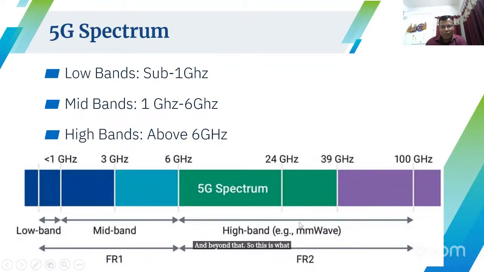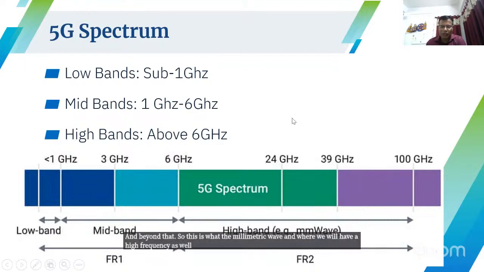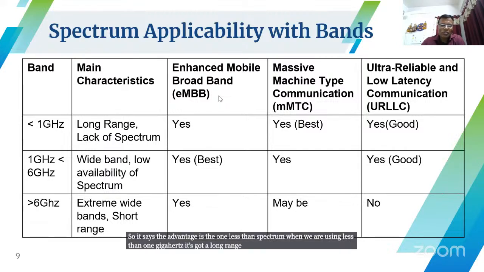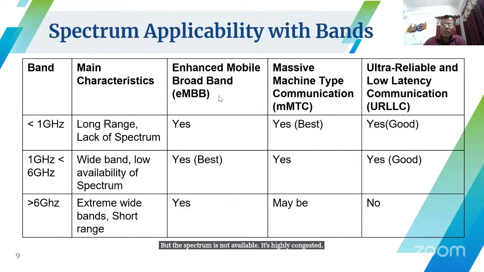This is the millimetric wave, where we will have high frequency as well as high throughput available. But operation in this band of 5G will have its own challenges, which I will talk about in the next slide. Here, basically, is the spectrum applicability with the bands. This is a small comparison which I believe I have taken from the Ericsson website. What it says is that if the band is less than 1 gigahertz, it supports enhanced mobile broadband. Basically, this talks about the bandwidth we are able to exploit on our mobile. The advantage of the spectrum less than 1 gigahertz is that it has a long range, but the spectrum is not available. It's highly congested. This can be used for all three kinds of services.